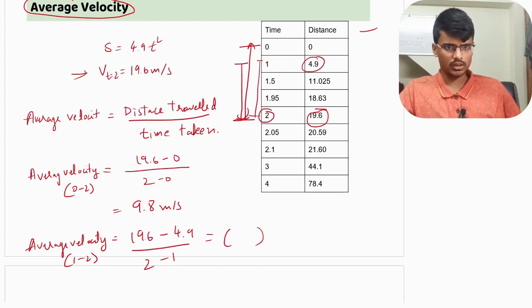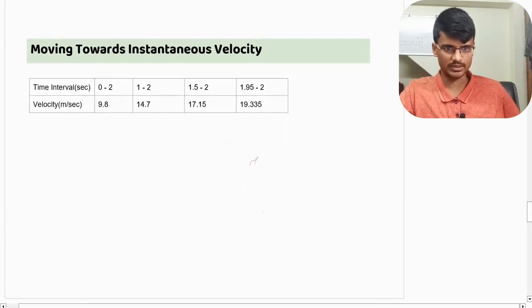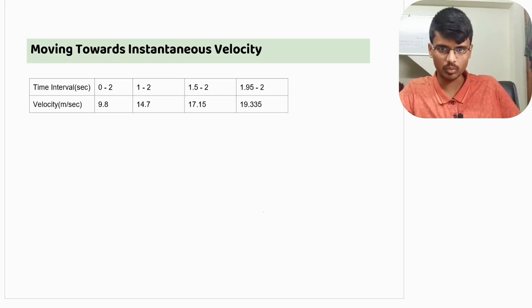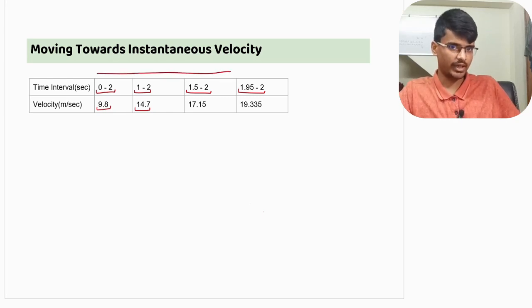So coming to the next slide, what I am trying to do is I am taking different intervals. I took 0 to 2 and found out the velocity, and then I changed the interval. I took 1 to 2, where we'll get 14.7, and then I'm taking 1.5 to 2, then 1.95 to 2. So you can observe what I'm doing. I'm getting closer and closer to 2. I'm making this interval smaller and smaller, and I'm trying to find out the velocity.